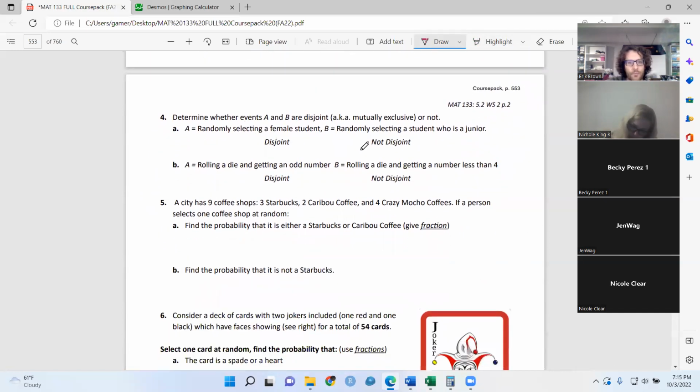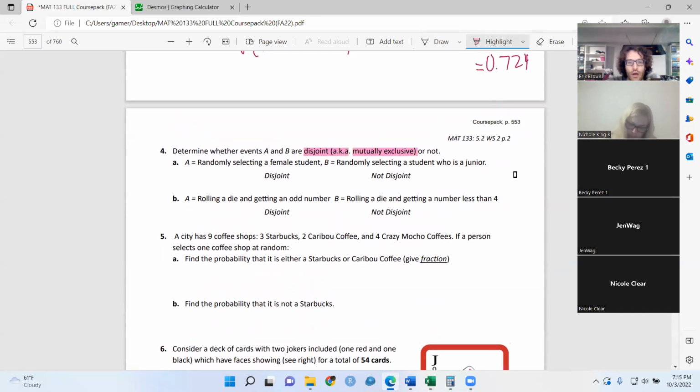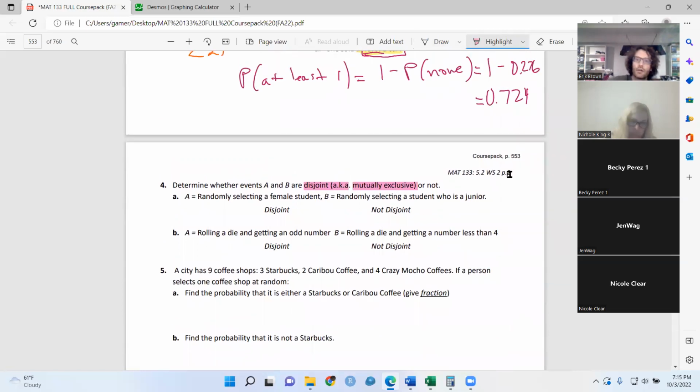The number 4. Here, we're just applying the definition of disjoint, which is also known as mutually exclusive. So remind us, everyone, or someone, what does it mean to be disjoint? What's that definition? No overlap. No overlap. Good. No common outcomes. The 2 things can't be true at the same time.